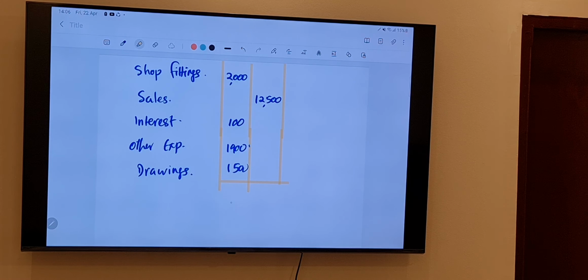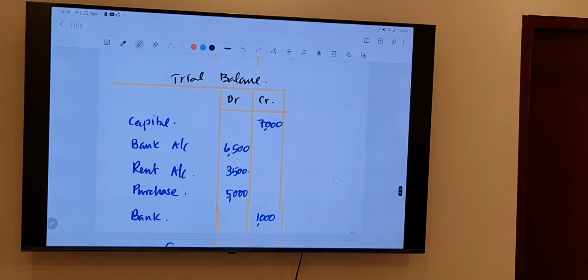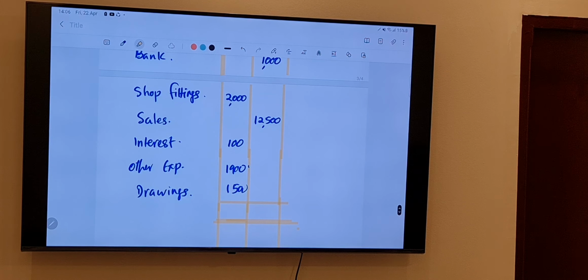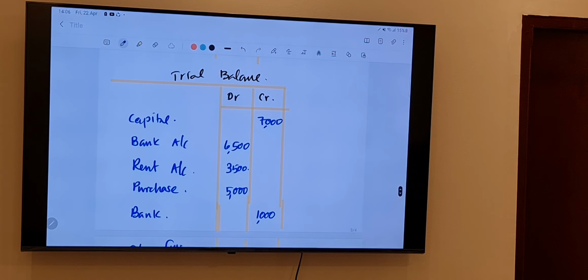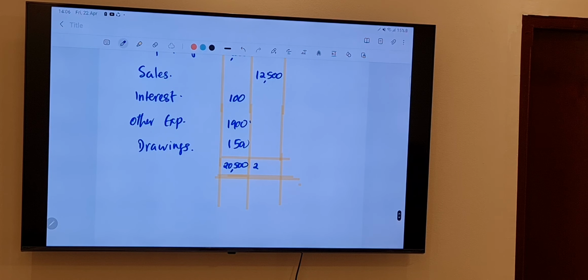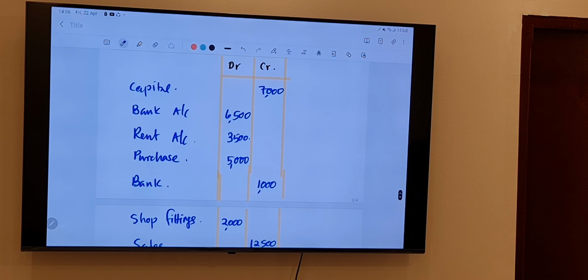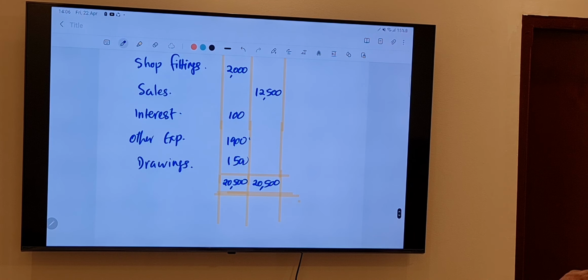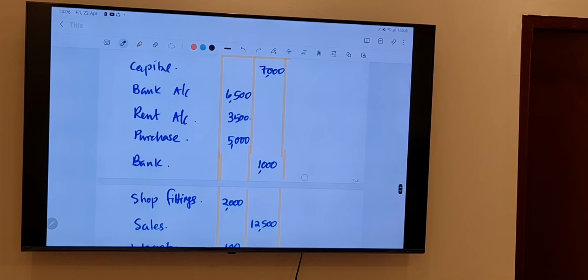Now what should we do? We should take the total. Check to see whether the total of the debit is equal to the total of the credit. How much is the debit total? 20,500. So the credit total, 20,500. Everyone understood or not? Good. So this is our journey before we prepare the basic final account. This is the understanding we need to have. Using this, then we can prepare the final account.